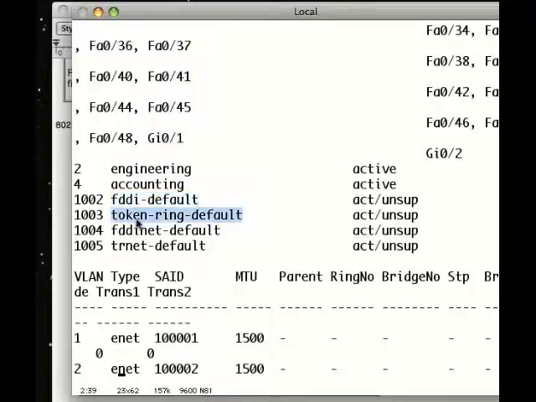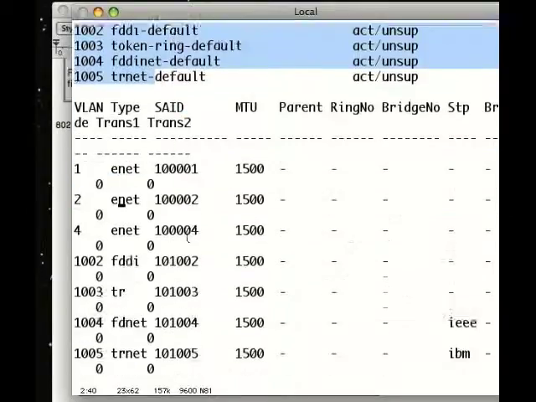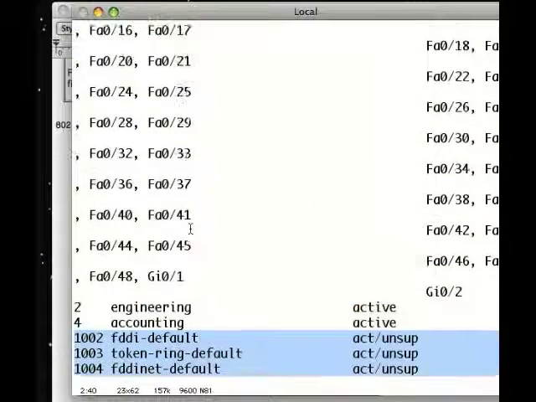There's Token Ring, which is another ancient competitor to Ethernet that lost because it tried to be more deterministic than Ethernet, and it ended up being more complex, and Ethernet ended up working out better and winning in the marketplace. And then FDDInet and Token Ring Net. So these are old legacy VLANs, which you might see in your show vlan output, but just ignore them.